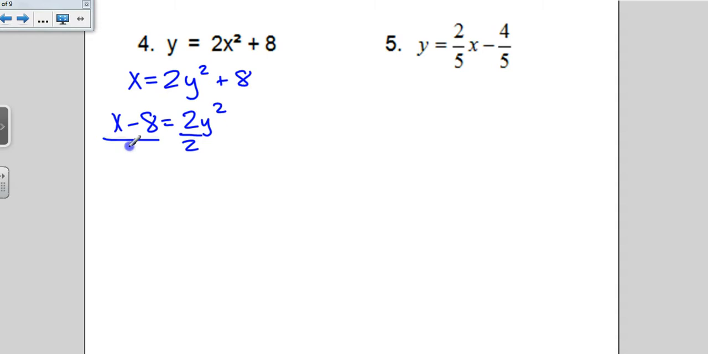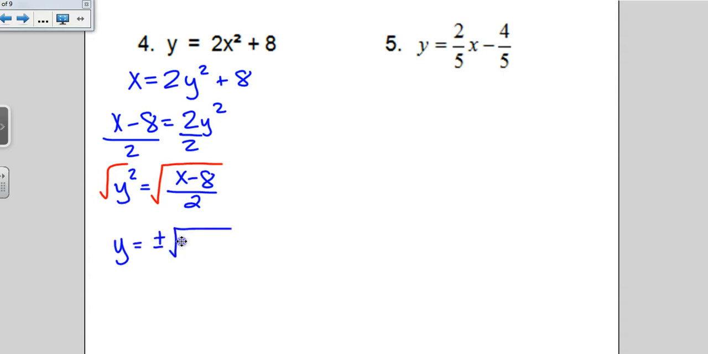And I'm going to go ahead and divide everybody by a 2 like that with a big fraction bar. So right now I have y squared equals quantity x minus 8 all divided by 2. And then the last thing I would do to get y by itself would be to square root both sides. Now since there were no restrictions given to us in the original problem, technically I should write y equals plus and minus the square root of x minus 8 over 2.